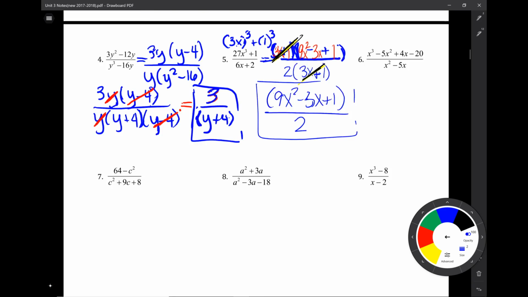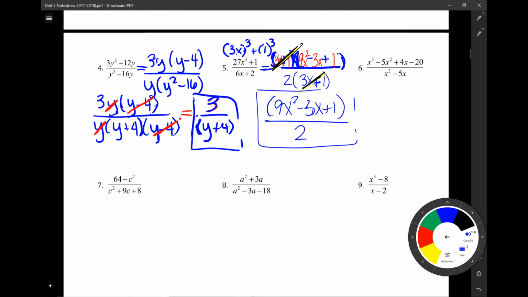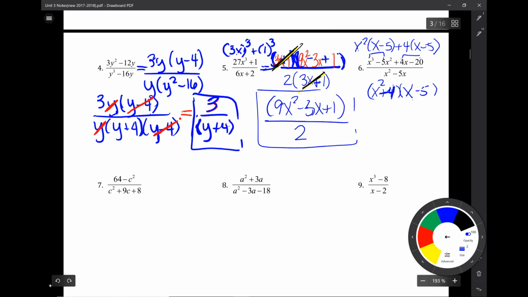All right, a couple more examples here. Number 6, I have 4 terms in the numerator. Literally the only thing I know how to do with 4 terms is factor by grouping, so that's what I'm going to do, group and group. So my first two have a GCF of an x squared. My second two have a GCF of a 4. Alright, so my numerator's factors look like x squared plus 4 and x minus 5. And my denominator looks like it has a GCF of an x, so x minus 5 is the other factor.